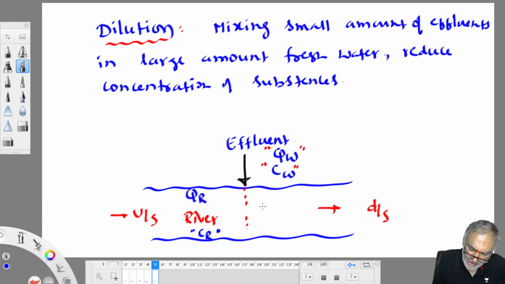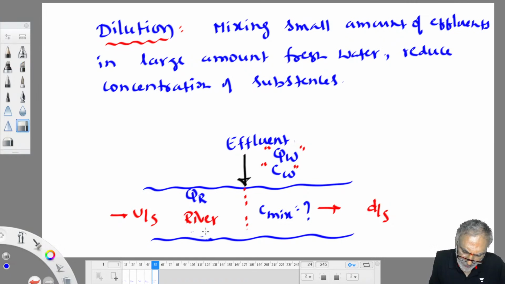After disposal what happens? Its concentration becomes C mix. That C mix is much lower than Cw, slightly more than Cr. It is the concentration of that substance in the river. It could be any parameter. It could be BOD, or COD, or oil and grease, or total solids, whatever it may be. Their concentration decreases after disposal.